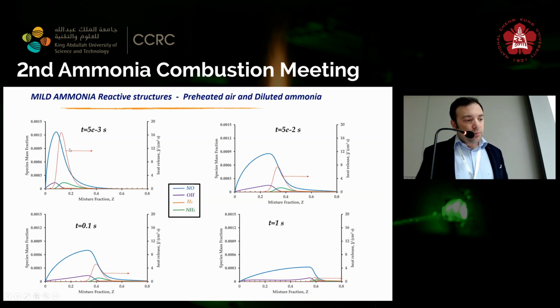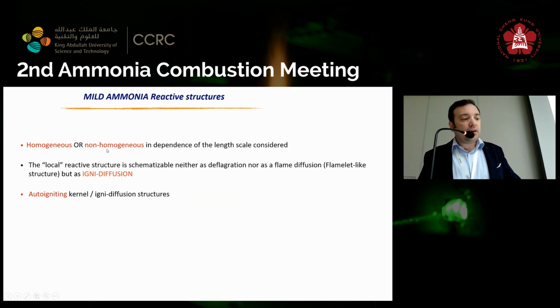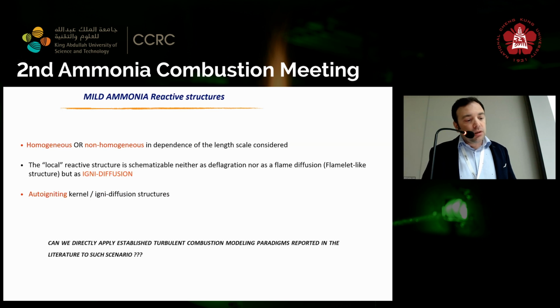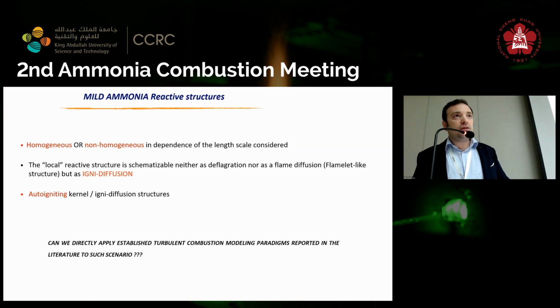In this case, we do not have this kind of stratification process, but usually the heat release rate is correlated mainly with the NH2 radical. Okay. So we have this kind of structure that are homogeneous or not dependent on the length scale that we consider. These local structures are mainly different with respect to deflagrative or diffusion flame systems. And we have mainly structures that rely on auto-ignition.